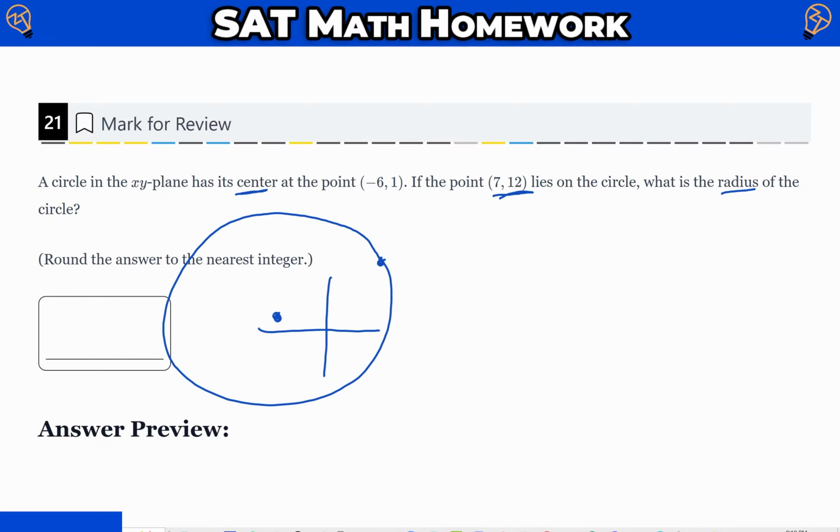Well, they want the radius, really the length of the radius. And the radius is the distance from the center to any point on the circle. But obviously, this point is going to be significant because they actually gave us that ordered pair.